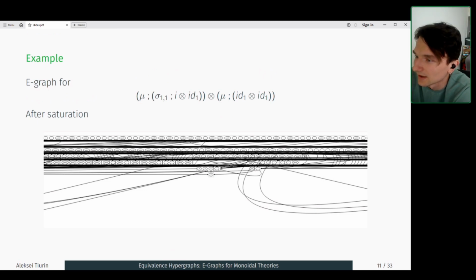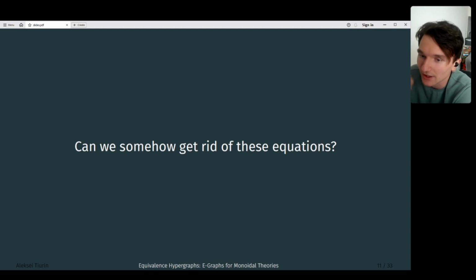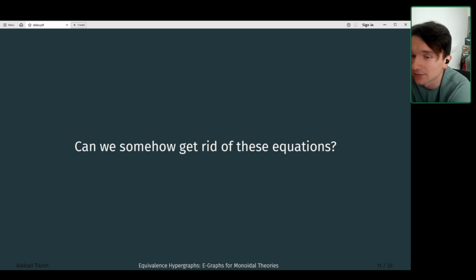So, even though the number of e-classes is not big, each class just has too many terms to contain because of all the equations. We have so many ways to reassociate the expression, and also we have the bifunctoriality, and we can switch symmetry and so on. So a natural question to ask is whether we can somehow get rid of these equations, or rather sweep them under the carpet somehow. Well, the spoiler is, yes, we can.